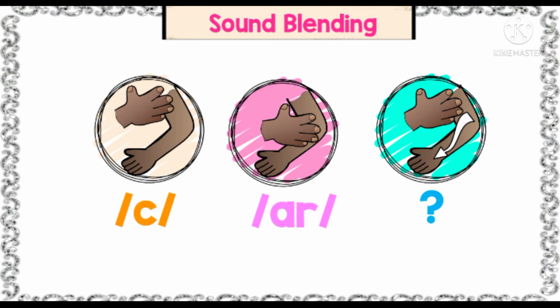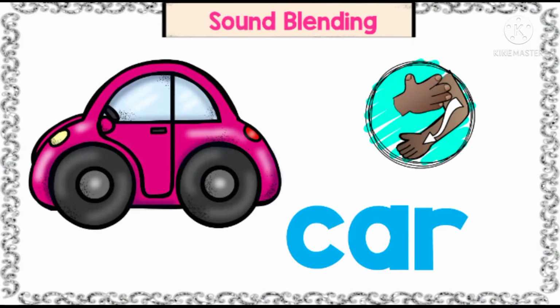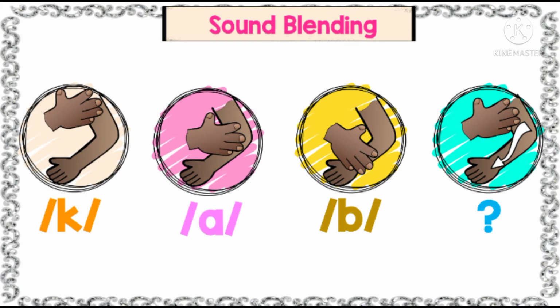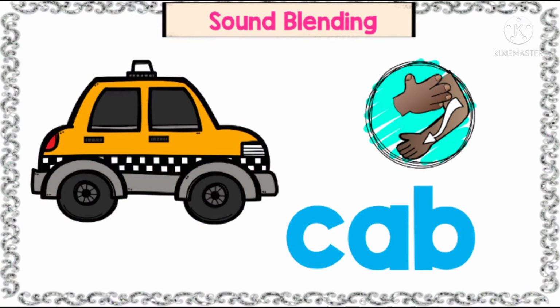K, r. Slide through your arm and blend, and it gives car. Wow! Isn't that lovely? R gives car. K, a, b. What word does it give? K, a, b. Slide through your arm and blend, and it gives cab.